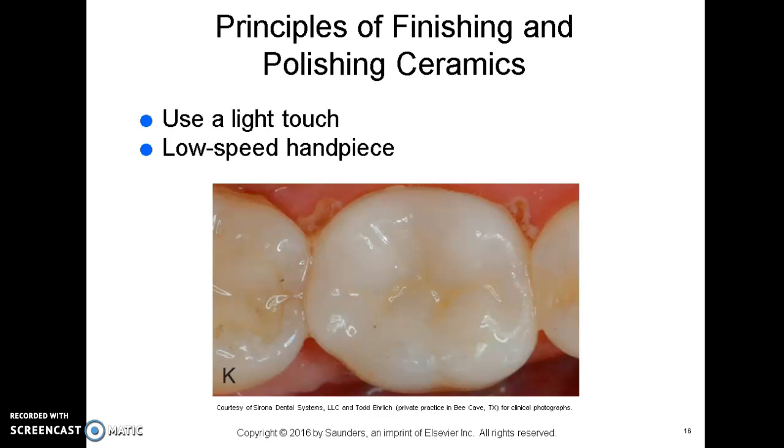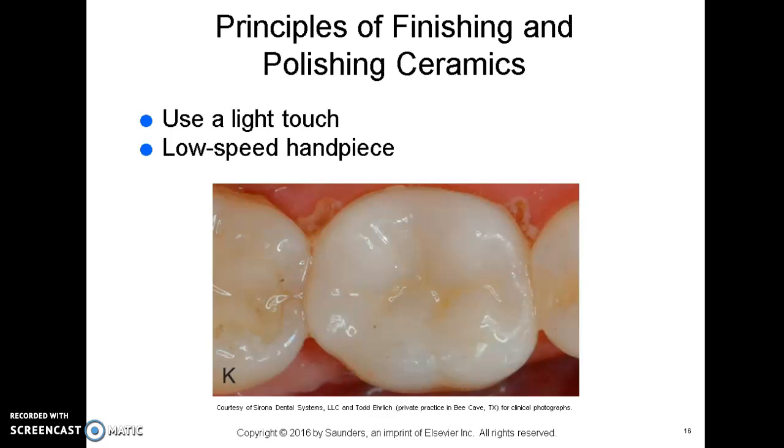When the clinician is finishing and polishing the ceramic, it's important to use a light touch with that, not use too much force or energy, and use a low-speed handpiece to not create friction. So following both of these principles will minimize the generation of heat on the surface of the ceramic and the subsurface to prevent damage.